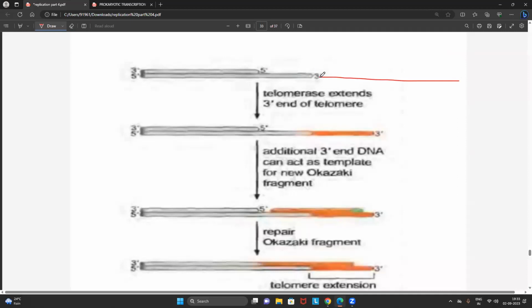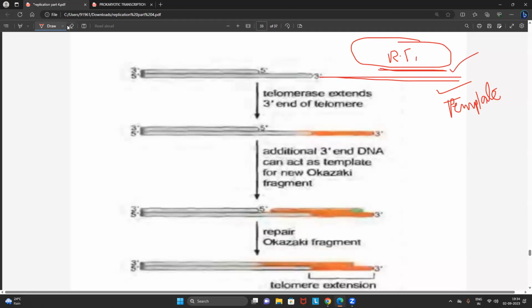Because, friends, whenever it extends the 3' end of the telomere, whatever got extended can act like a template. I hope you are getting my point. You got that point, and you also know very well: inside the telomerase enzyme, what is present? Reverse transcriptase is present, and it also contains an RNA template. Yes or no? Of course, yes. Now, by using that particular RNA template, the reverse transcriptase enzyme can easily synthesize the DNA.